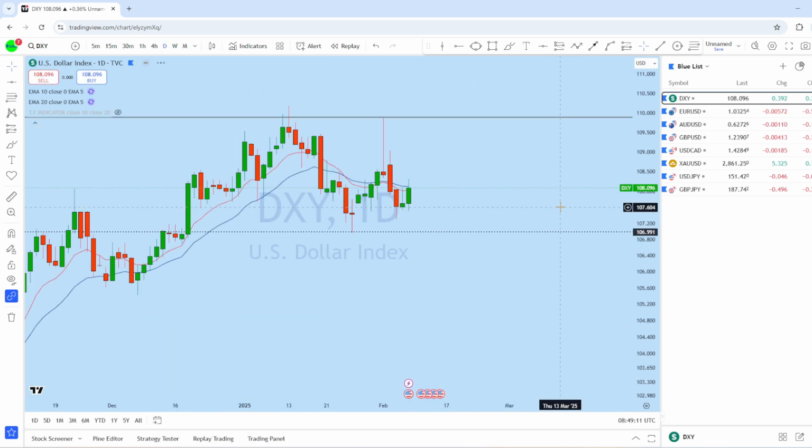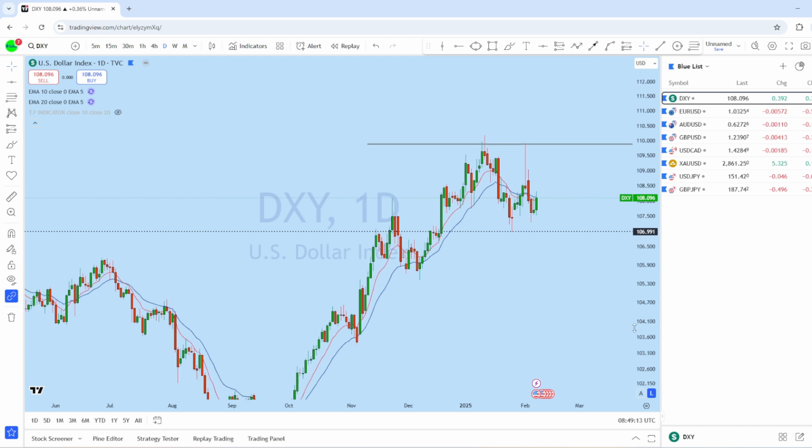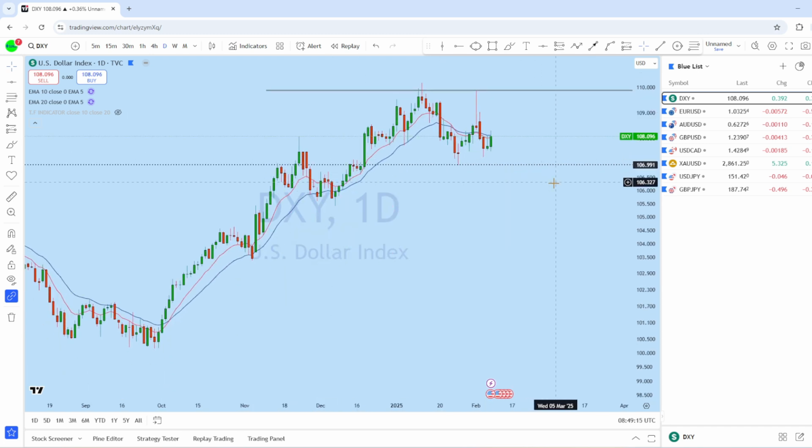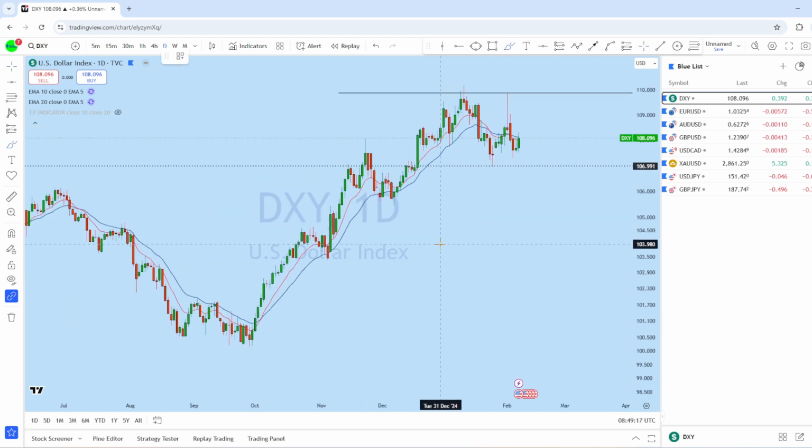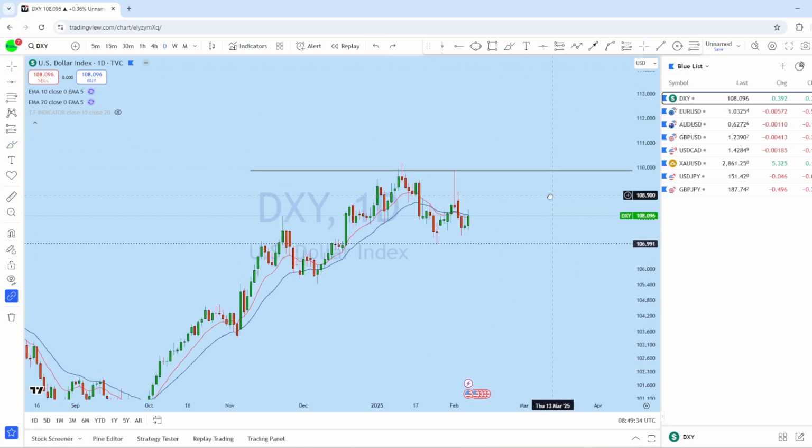Now dropping down to the daily chart, from the daily perspective the uptrend is clearly visible. There is a very strong impulse here followed by a correction to the 20 EMA. We have seen another impulse again, a correction to the 20 EMA, and the market was maintaining a series of higher highs and higher lows, which is basically a very strong uptrending market.